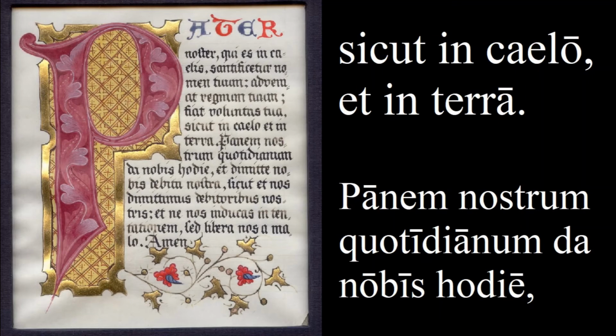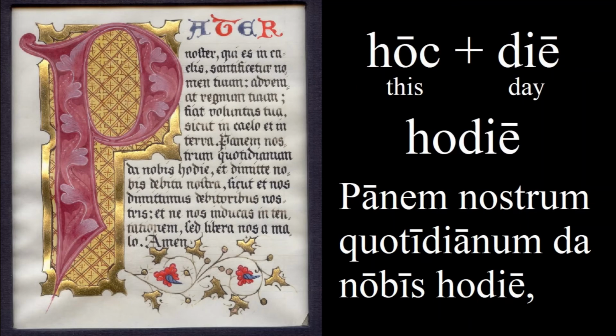Then we have nobis, and since this starts with no, you can probably guess that it has something to do with we. This is the dative pronoun, so it means to us. Remember, we use the dative case to indicate who is the recipient of the giving. And hodie is a combination of hoc and die, or this day. This is how we say today in Latin. So here we have, give to us today our daily bread.